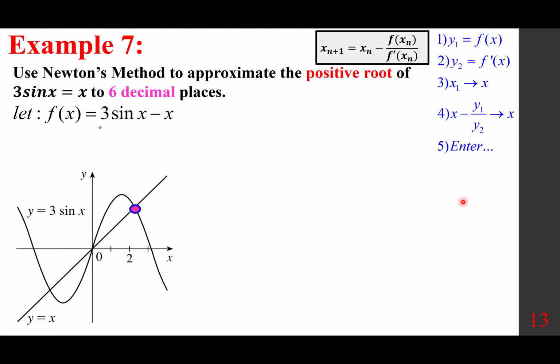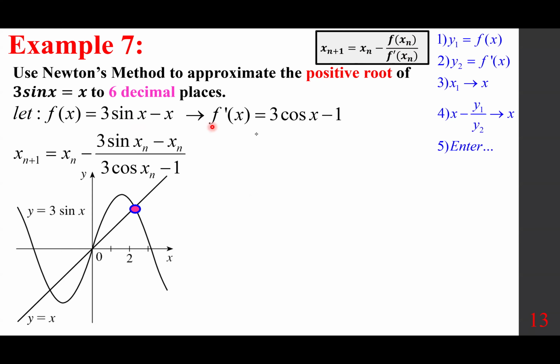To do Newton's method, I need to differentiate. I get 3 cosine x minus 1. And I'm going to write this: x sub n plus 1 is x sub n minus f of x sub n over f prime of x sub n. This is f of x, this is f prime. So I'm going to write it in this fashion.